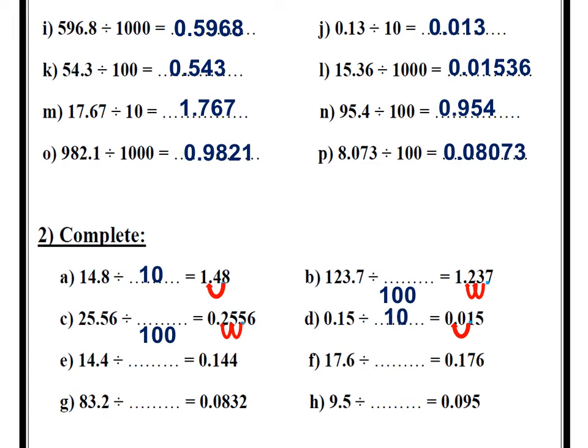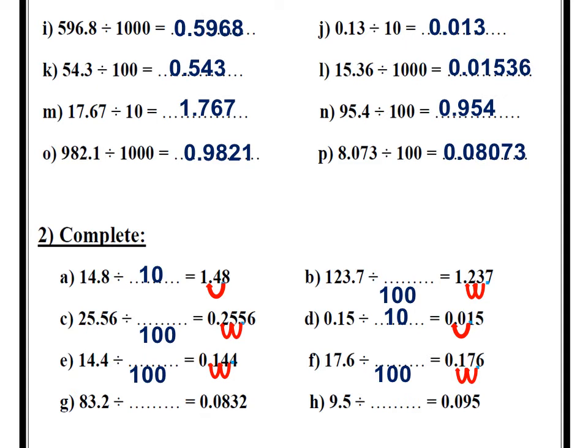14.4 divided by what gives you 0.144? The point was between the 4 and the 4. It moved backward 2 steps, so this means I have 2 zeros, which is in my 100. 17.6 divided by what gives you 0.176? Here, the point was between the 7 and the 6. It moved backward 2 steps, so 2 zeros, which is in the 100.